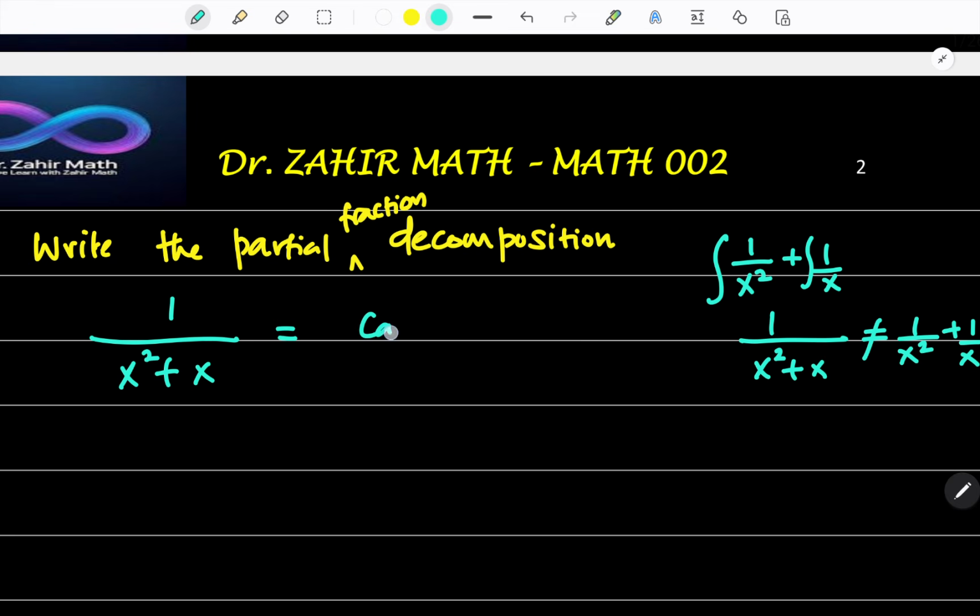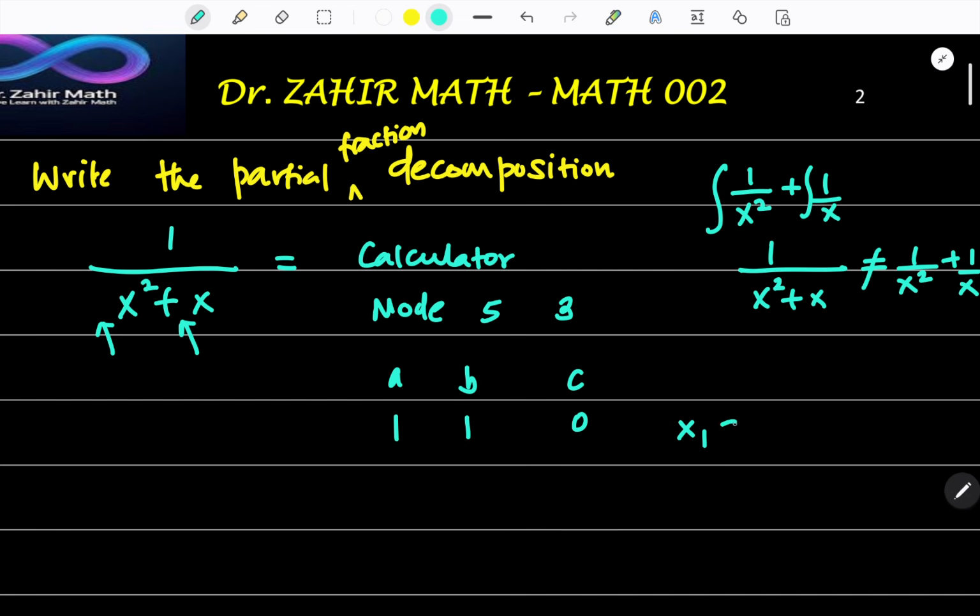How? Just take your calculator. Go to mode and then 5, and go to number 3. You will have A, B, C. Give A as the coefficient of x square, which is 1, and B as the coefficient of x, which is 1, and C is not there, so 0. So 1, 1 and then 0. If you give like this, you will get x1 equals minus 1 and x2 equals 0.